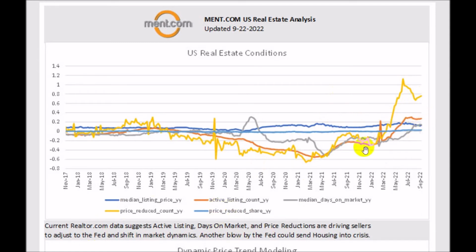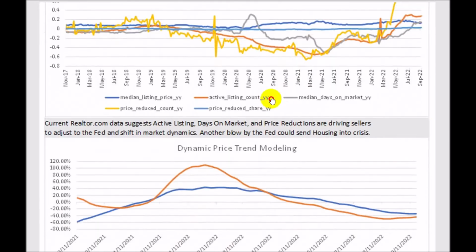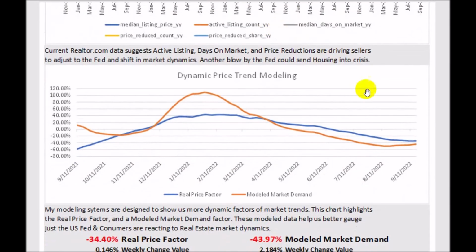Price reduction share, which is this light blue line, has stayed fairly elevated, and I believe it's going to continue to move higher. And days on market is likely to move quite a bit higher over the next couple of weeks going into winter. This is a big shift. Another 75 basis point rate increase could send the real estate market into a bit of a reconstruction mode. So now you can see here again, this data is 10 days old, so it doesn't reflect the Fed move or anything else that's happened over the last 10 or 15 days.